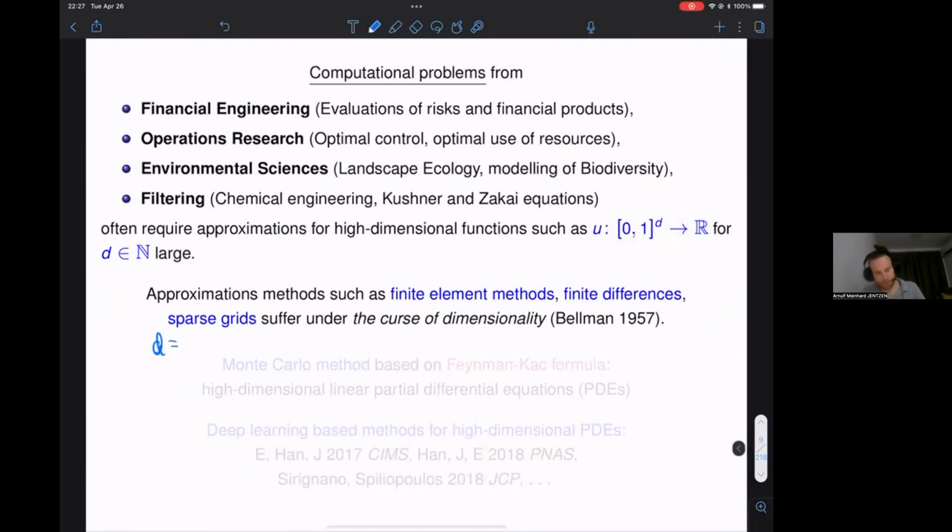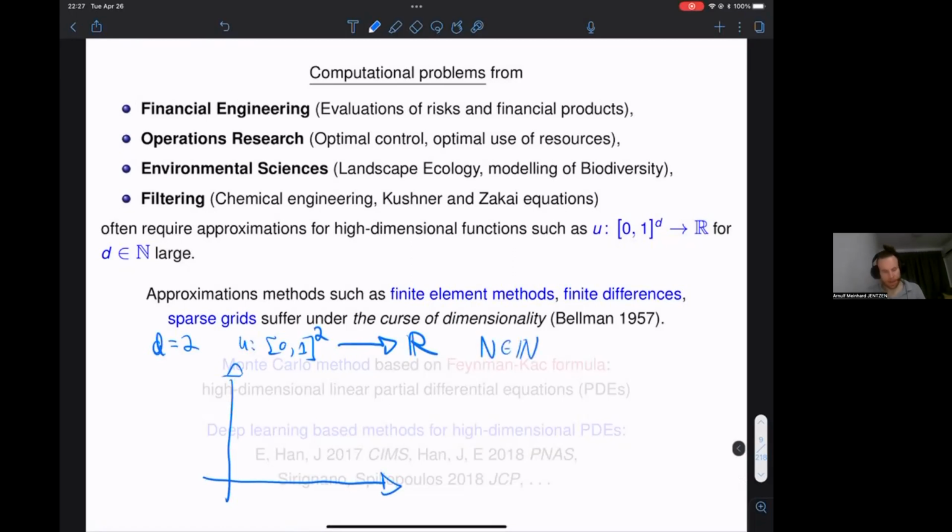the situation where d is equal to 2. So we want to approximately compute or evaluate a function from the 2-dimensional unit cube to the reals. Then we introduce coordinate axes x and y, and we introduce a natural number n, which can be, for example, 10 or something like this. Here is 1, here 1, and here 0, 0. So we divide now the x-axis into small subintervals, each of length 1 over n. And similarly, we also divide the y-axis into small subintervals of size 1 over n.